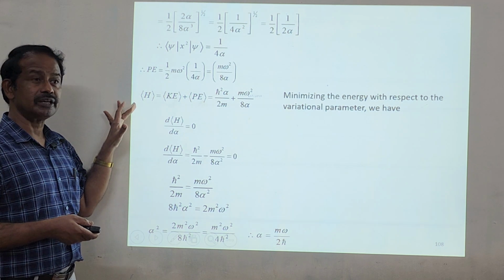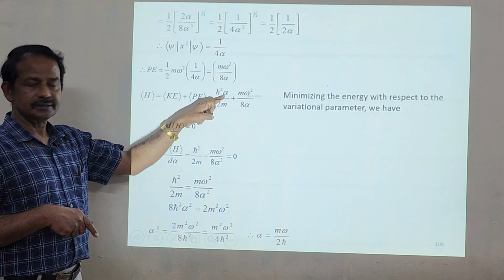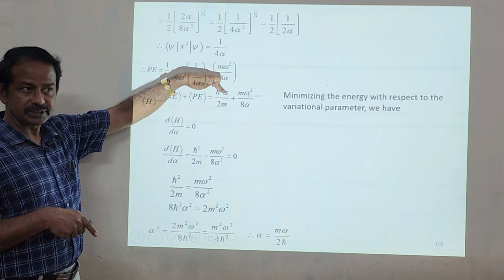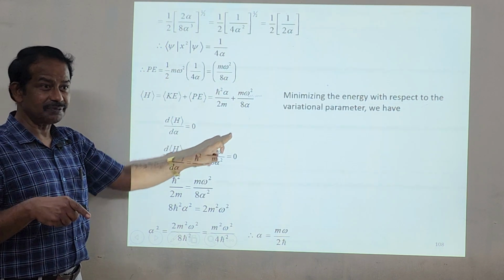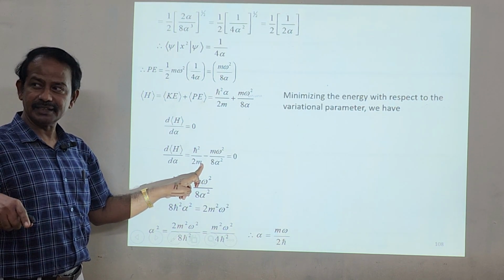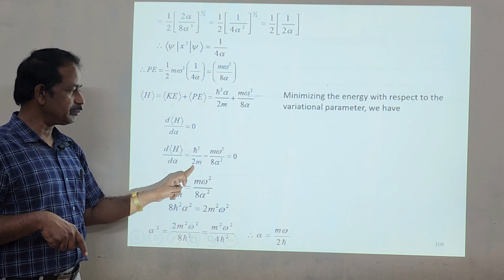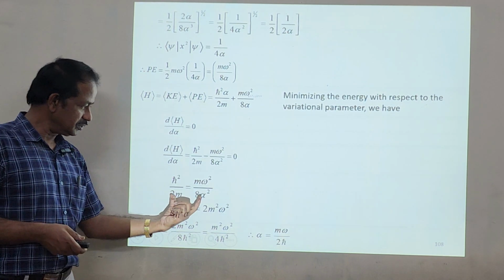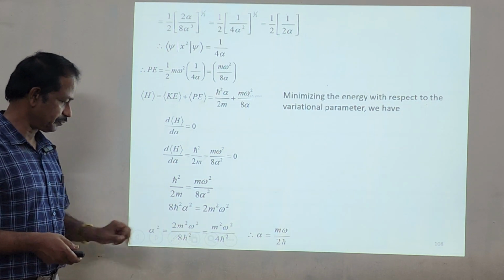So we have to use the variation method. We have to minimize the energy with respect to alpha, and this will become h bar squared by 2m. Differentiating with respect to alpha, alpha becomes 1. So here you have 1 by alpha, so that will be minus 1 by alpha square. Okay, 1 by x will give you minus 1 by x square. So h bar square divided by 2m minus m omega square by 8 alpha square, which is equal to 0. So this expression can be written exactly like this. Cross multiplying will give you this.